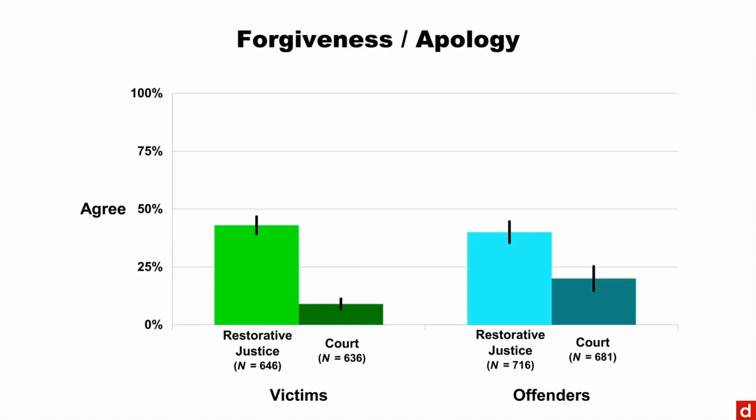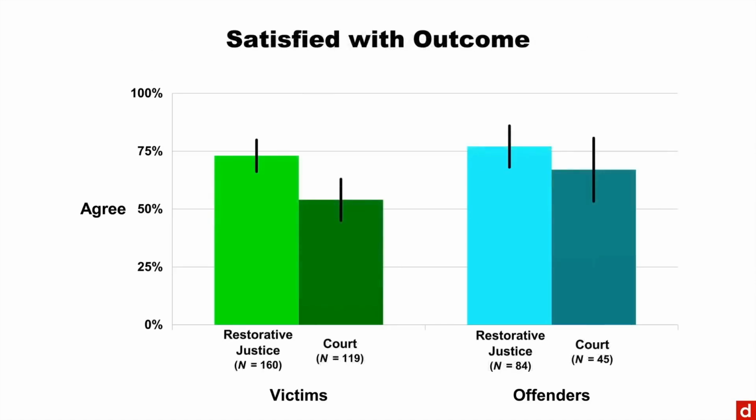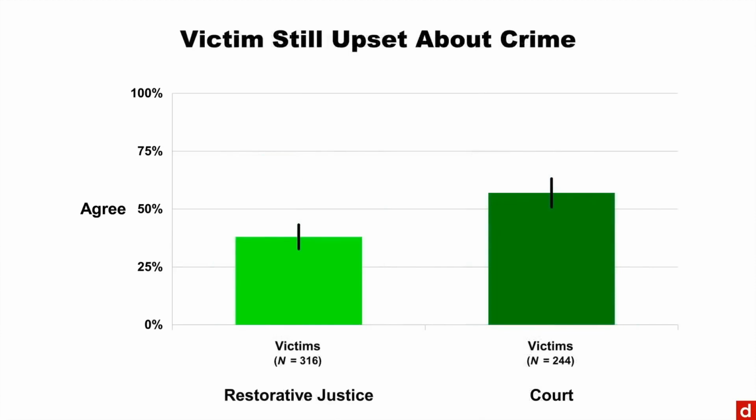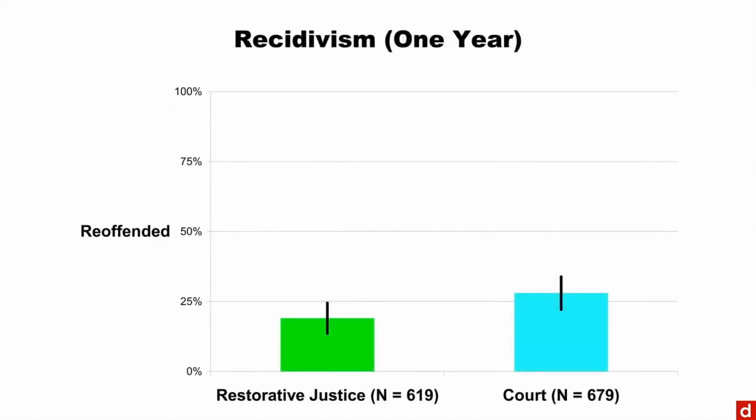Now, it also turns out that I need to qualify this a little bit because a bunch of the studies included drunk driving with no injuries or accidents. When we take them out, we see a huge change. And then we can go to whether a person's satisfied with the outcome. Again, we see an advantage for restorative justice. Whether the victim is still upset about the crime, now the bars are a little different. And whether they're afraid of re-victimization, that's over a 2-to-1 difference. And then finally, recidivism for offenders or reoffending. And you see a big difference there.